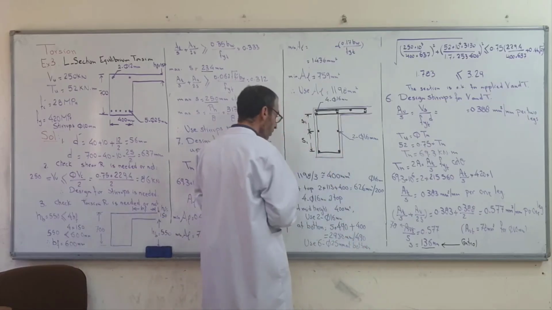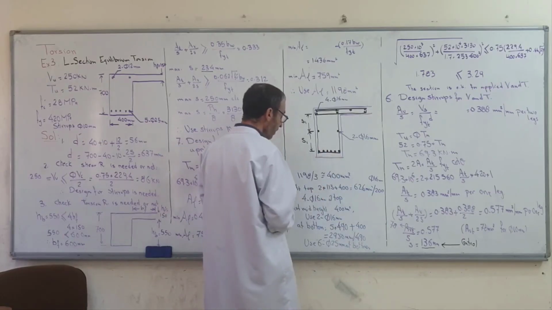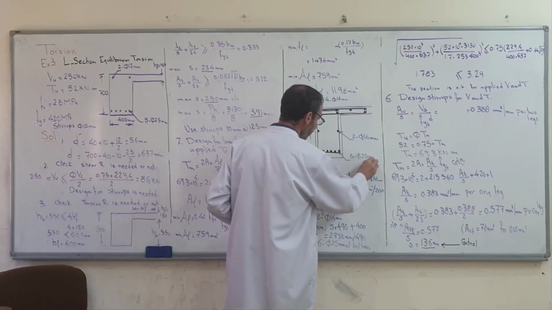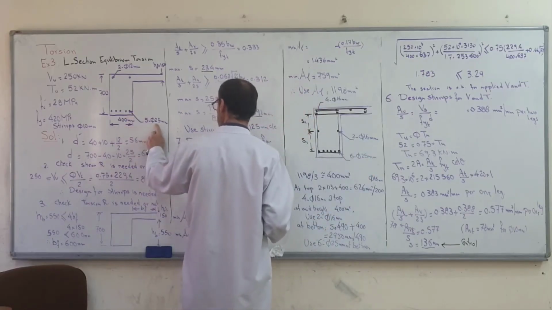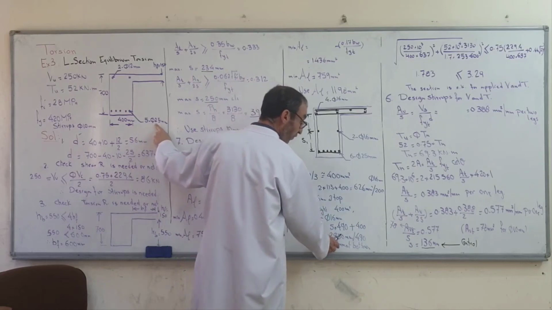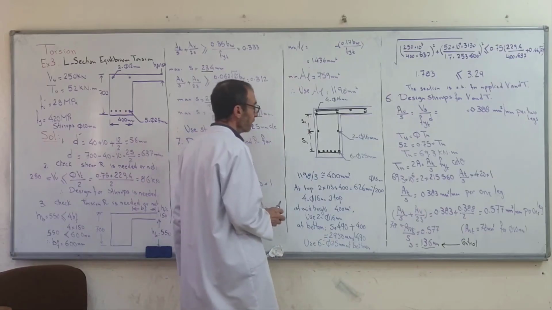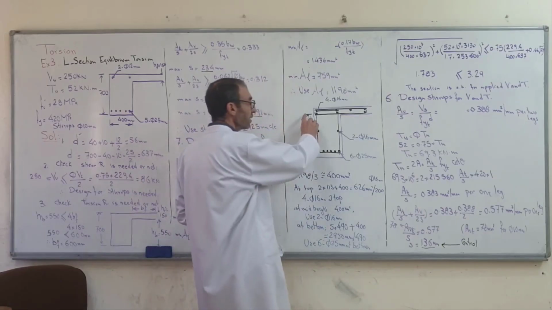6 phi 25 millimeter: 1, 2, 3, 4, 5. 5 for bending, the others for torsion. This is for torsion. Now the remaining thing is required to check this spacing.